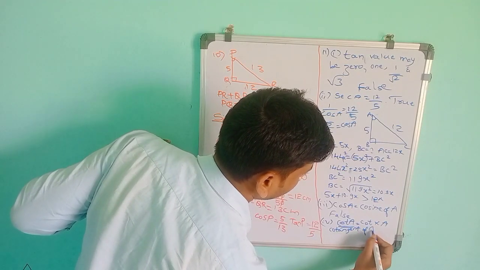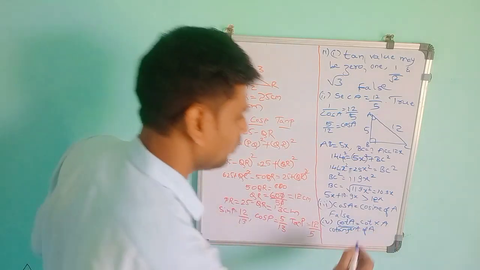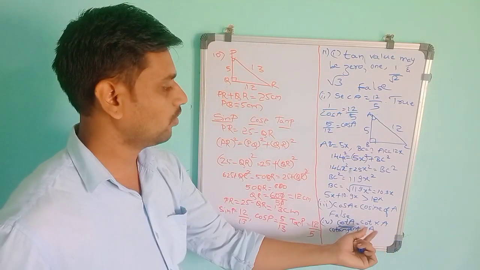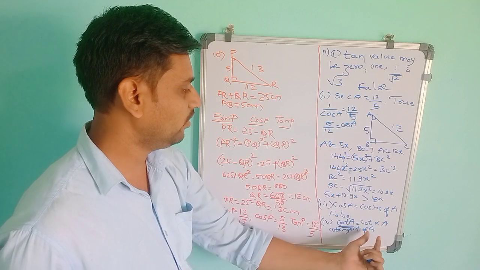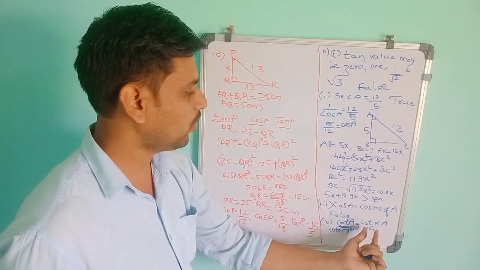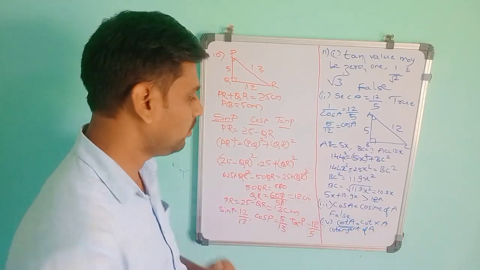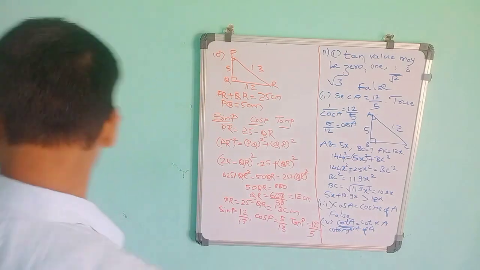Cotangent of A. It is not cot A into A. It is wrong. It is false. Cotangent of A is nothing but cot A. It is not the product of cot and A. It is one term only, that is cot A. Now the fifth one.